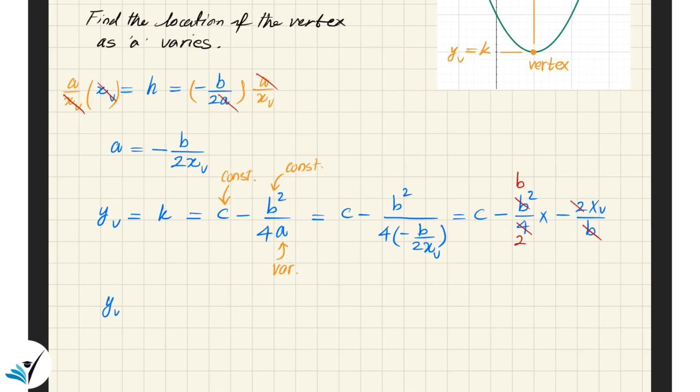Next line we have y sub v is equal to c, negative 1 times negative 1 is positive 1. So we have plus b divided by 2 times x sub v. So the equation that we obtained here is a linear equation. This linear equation gives us the position of the vertex as a varies.